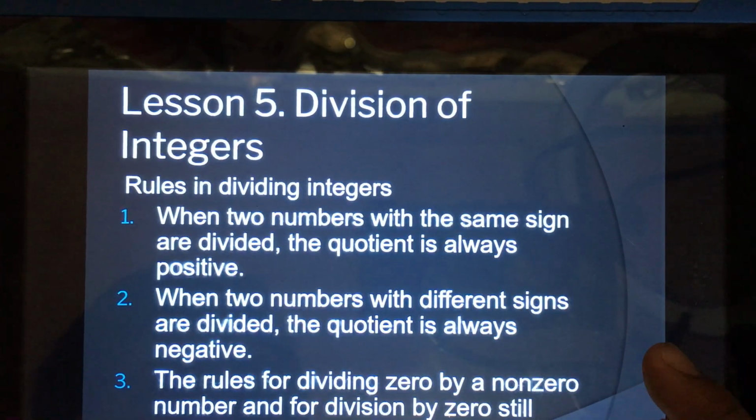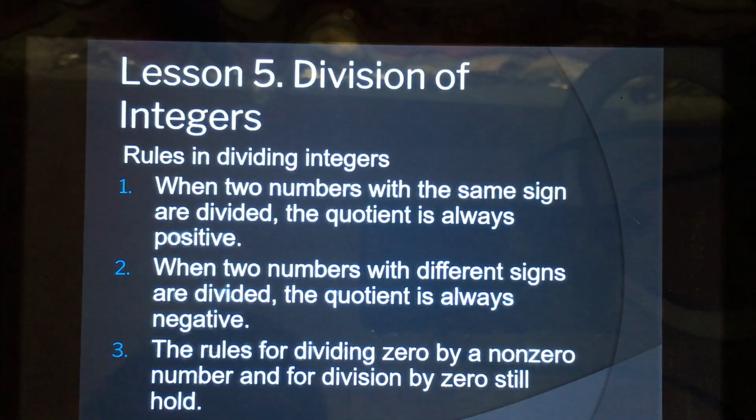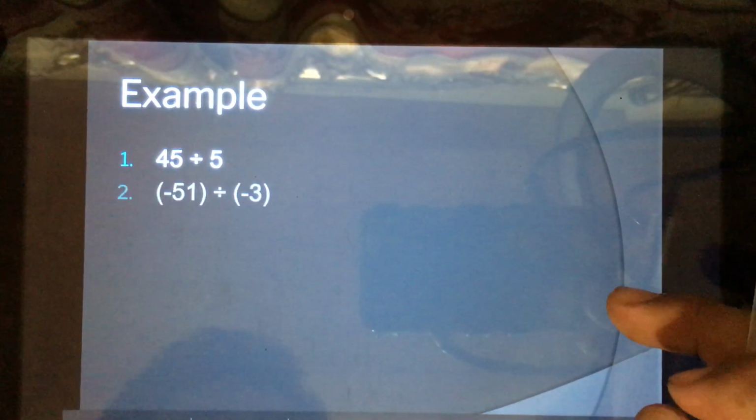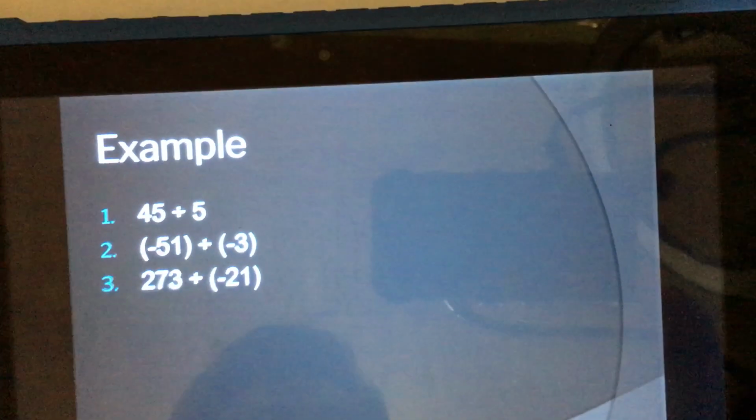The rules of dividing 0 by a non-zero number and division by 0 still hold. So how do you do that one? Let's have an example. 45 divided by 5. Do they have the same signs, 45 and 5? Yes, they have the same signs. Therefore, the answer is positive.